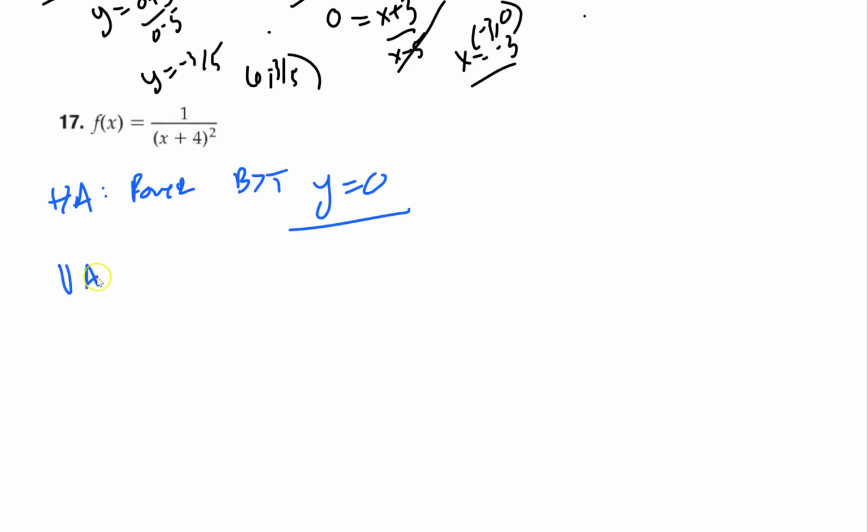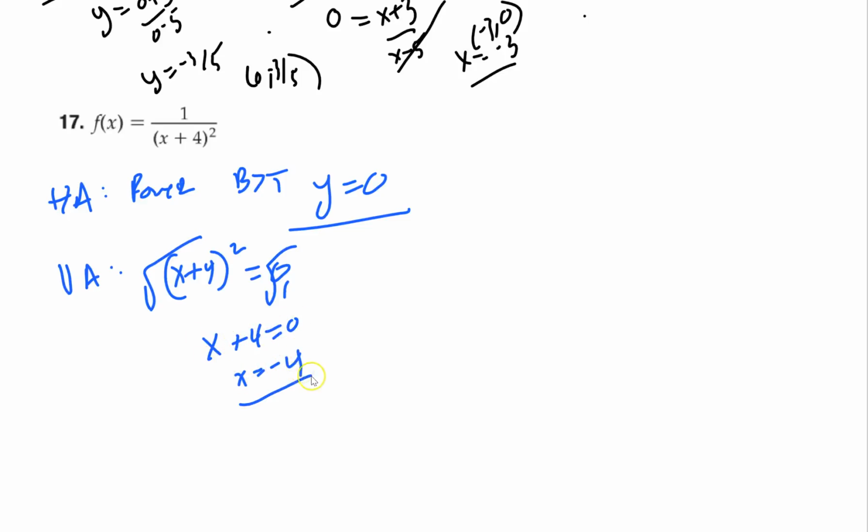So let's go straight to vertical asymptote. And then remember the way we do that is the denominator equal to 0. Now in this case it has a square, so we square root it. I get x plus 4 equals 0, x equals negative 4. That's my vertical asymptote. And like we've been doing, let's find the x and y intercepts.